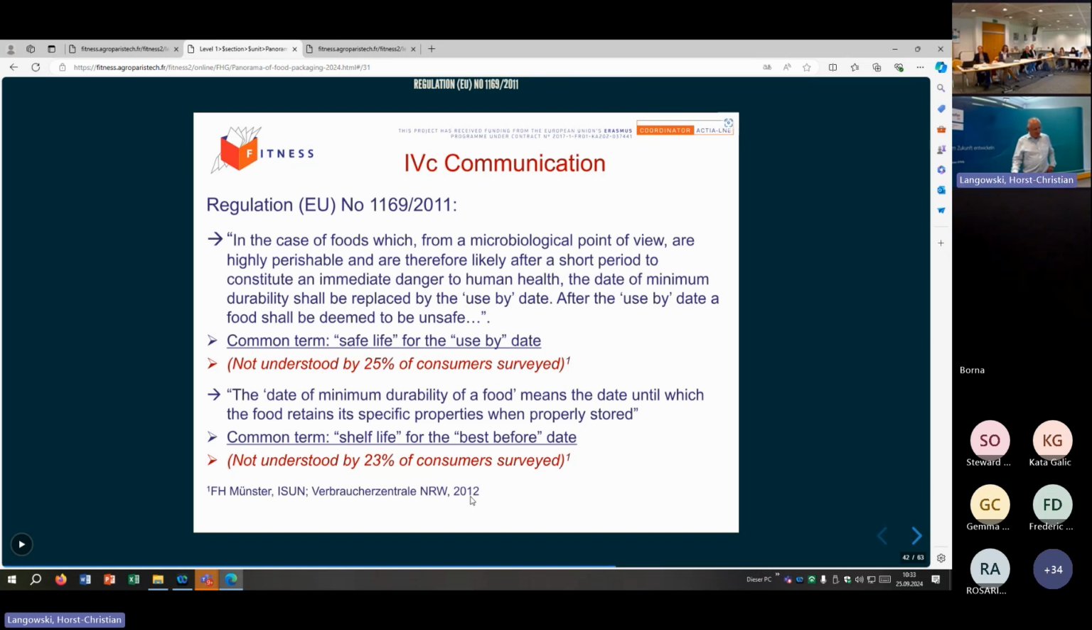25% of the consumers asked in a survey already 12 years ago, they did not understand this term. And the minimum durability, in this case, the product may be even still good after this date, depends especially also on your own preferences. Many people think this is identical to this one, which it isn't. So also there, nearly one quarter of the consumers don't understand this. And I think these figures are still rather conservatively estimated. I think it's many more than those 25%.